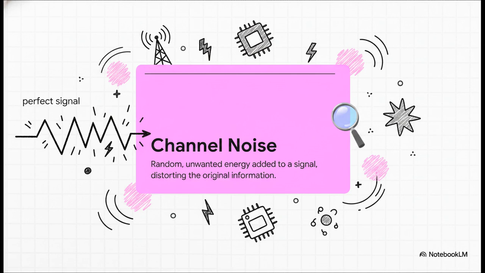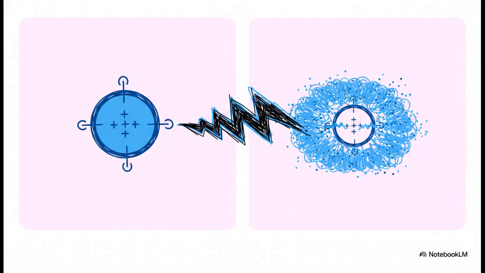Think of it as random electrical energy that just gets smeared all over our perfect signal, and it comes from everywhere. Other electronics, radiation from space, even the heat from the atoms in the air. It is the inescapable static of the universe, and its only job is to distort our carefully crafted message. So what does noise actually do to our beautiful constellation?